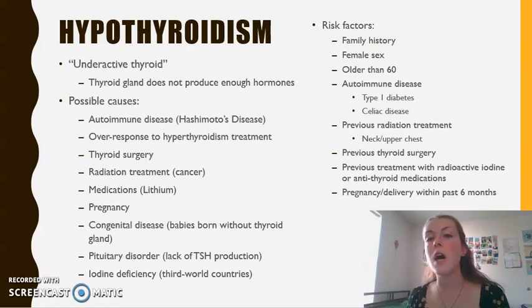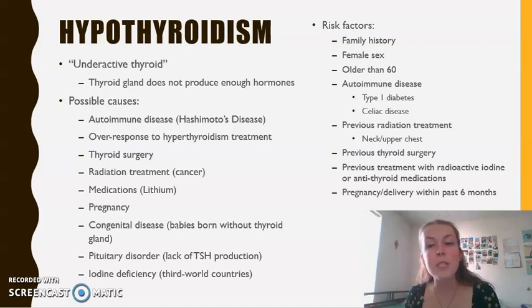Risk factors for hypothyroidism are, again, family history, female sex, being older than 60. As you age, your body starts to degenerate, and that thyroid hormone just might stop being produced as well. Autoimmune diseases like type 1 diabetes and celiac disease have been associated with hypothyroidism.